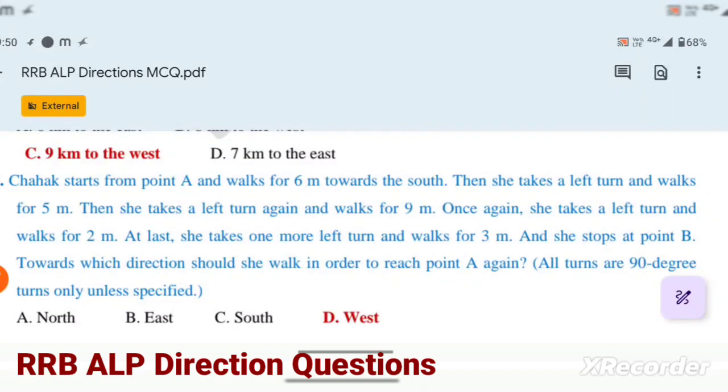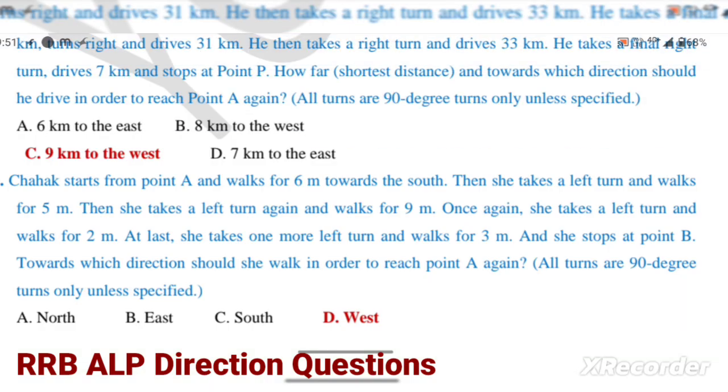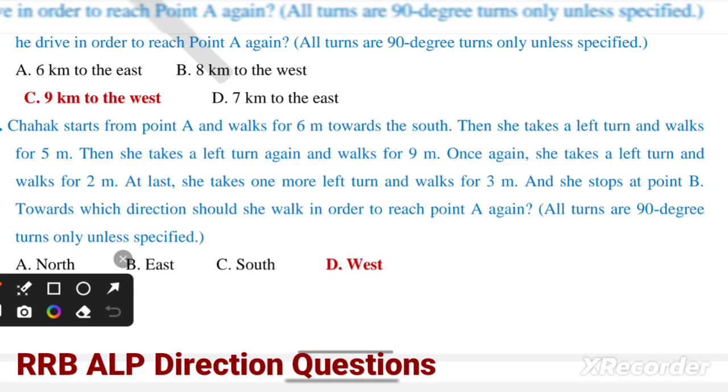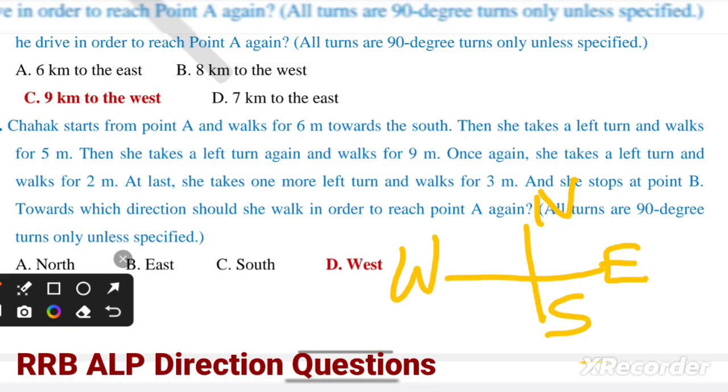Hi everyone. In the last video we discussed RRB ALP direction questions. Today we shall discuss some more questions based on direction only. So first we shall mark the directions, that is east, west, north, south. Okay. So the question is like this: Chahak starts from point A and walks for 6 meters towards the south.